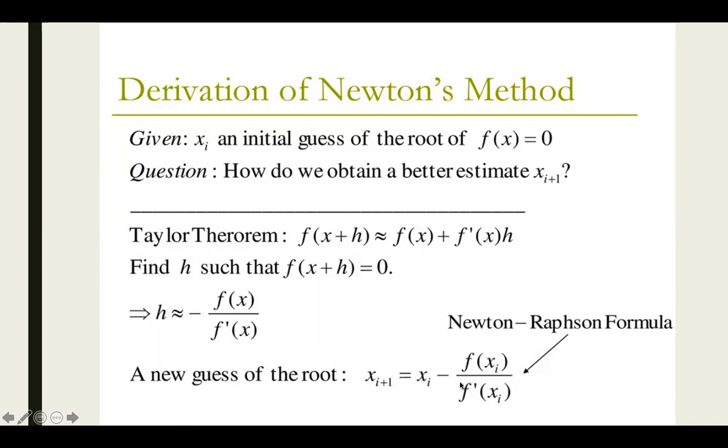So what will be our next iteration value? Xi plus h, right? So this will be our x1 value. So xi plus 1 is equal to xi plus h, but what is h? That is this value, minus f of x upon f dash of x, that we have put. So we have got xi plus 1 is equal to xi minus f of xi upon f dash of xi. Okay, so this is our equation in each iteration for the next iteration.